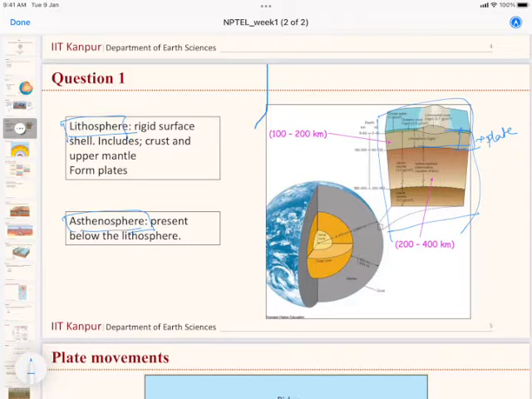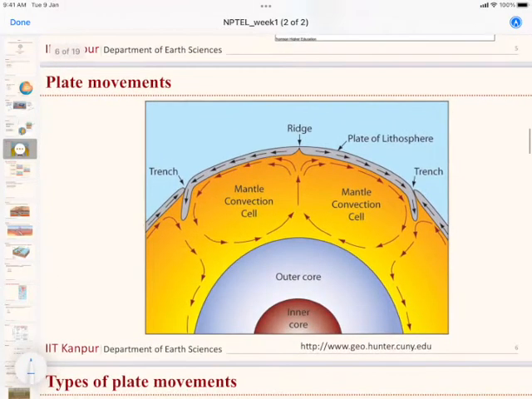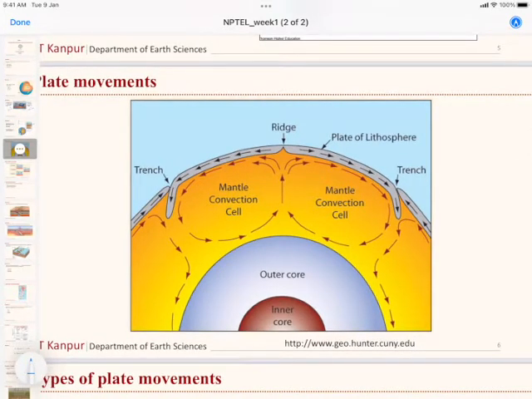Now, having an idea about the plates, we have two major types: the oceanic plates and the continental plates. And as per these, we have plate movement. I hope you are all familiar with this concept. Just to give you a brief, this is again a cross section of the Earth's internal structure, where the solid part that we have just discussed is the lithosphere.